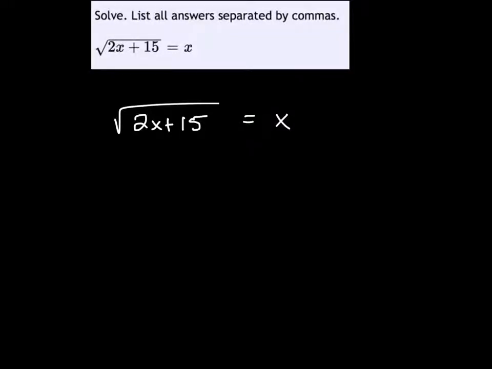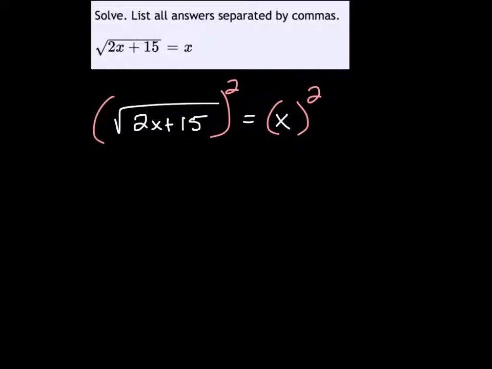Alright, to solve this radical square root equation, the first thing we're going to do is raise both sides of the equation to the 2 power. We're going to square both sides. We're squaring both sides so that we can cancel out the radical on the left-hand side of this equation.